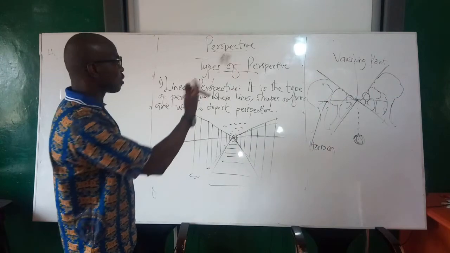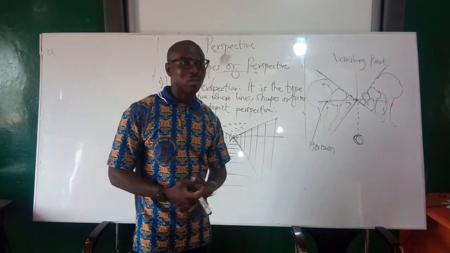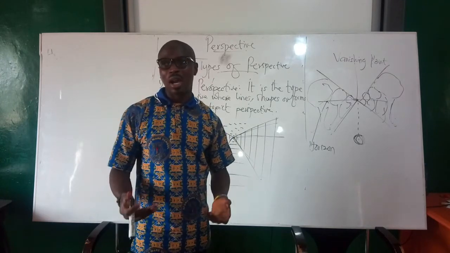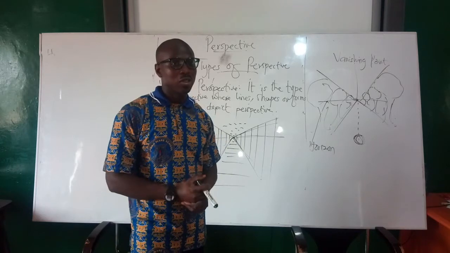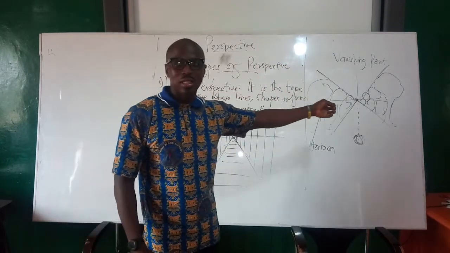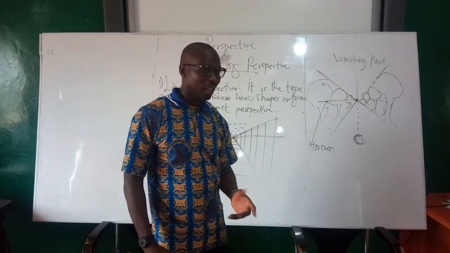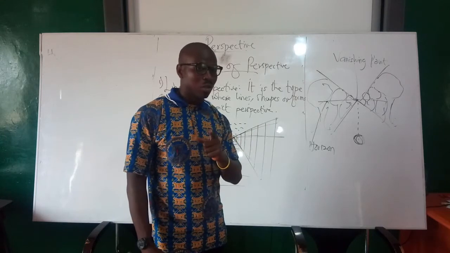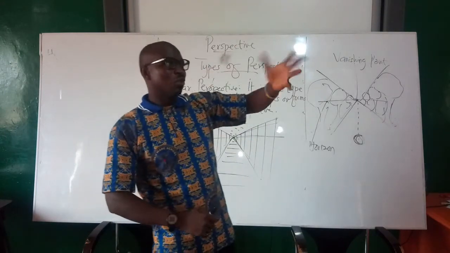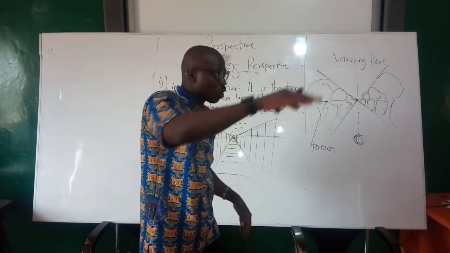Now we got to know some terms in perspective, which is the vanishing point. We said that the vanishing point is the point at which perspective disappears or diminishes, or the point where all parallel lines moving in a horizontal position disappear. We talked about the horizon, the seemingly imaginary line where the earth and the sky meet. When you go outside and look afar, it will look like the sky has fallen on the earth, and there will be a line there. That line is what we call the horizon.